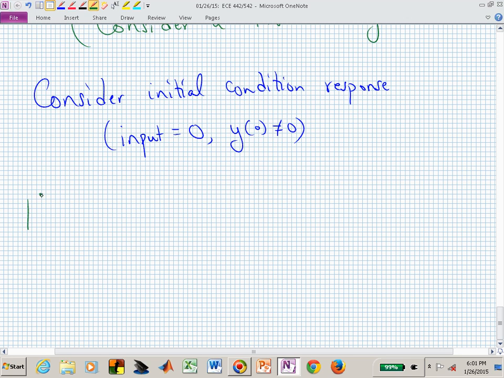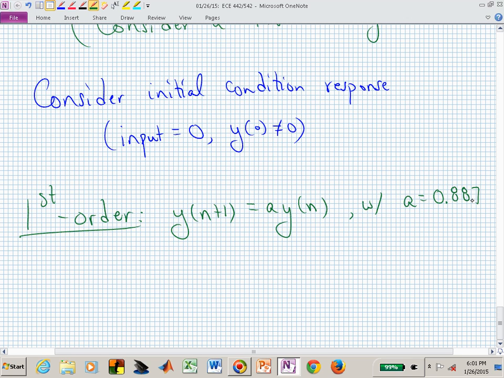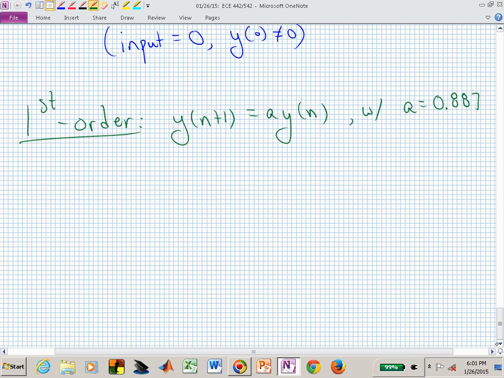To make this maybe a little easier, suppose we have a first order system, and we now say y of n plus 1 is equal to a times y of n, and let's say that a is 0.887. I'll give you a minute to solve this. Tell me what the settling time is. How many sample periods is it going to take to settle to 1% of the initial value? Go.